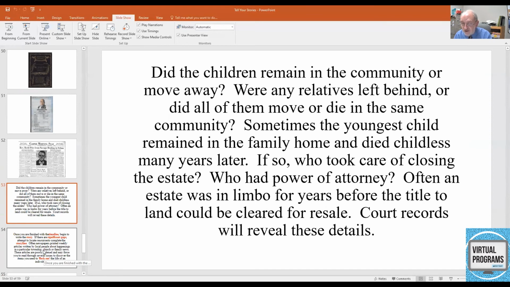Sometimes the youngest child remained in the family home and died childless many years later. If so, who took care of closing the estate? Who had power of attorney? Often an estate was in limbo for years before the title to land could be cleared for resale. Court records will reveal all these details.